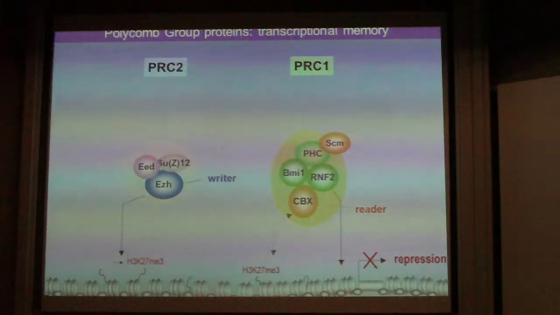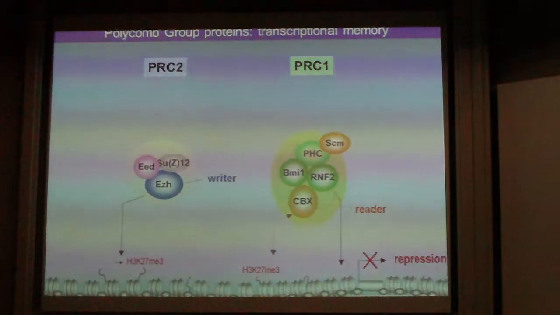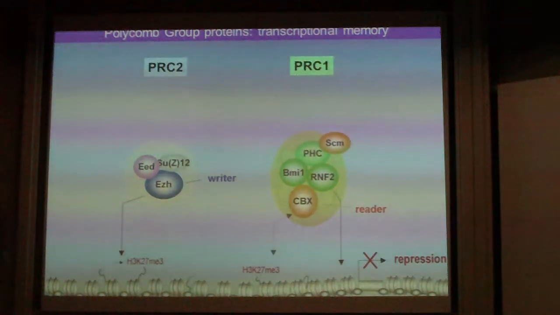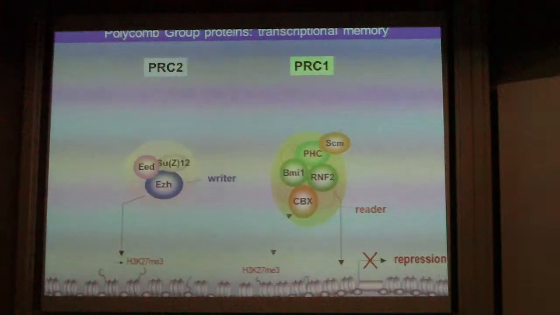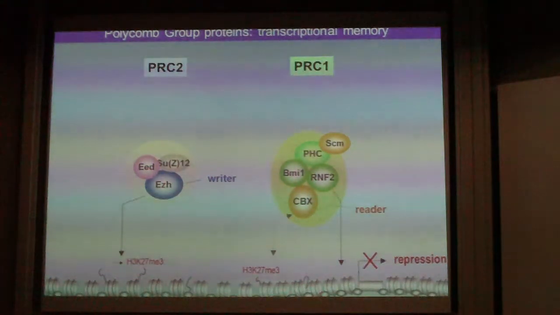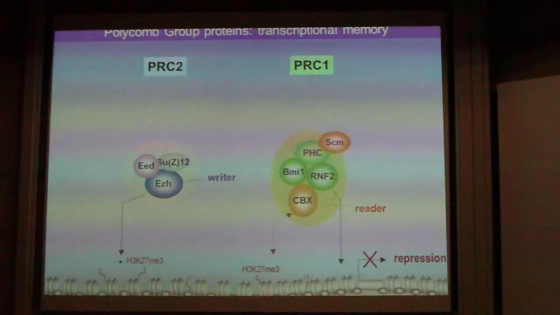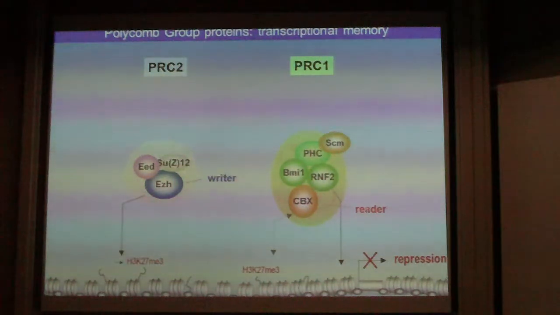And then there is this second complex that recognizes these H3K27 trimethyl marks through a protein called CBX, or Polycomb, the founding member of the whole family, the first one discovered in Drosophila. And so that's a reader, right? And what these complexes do, the acronym already suggests, is that it's a repressor, a polycomb repressive complex.